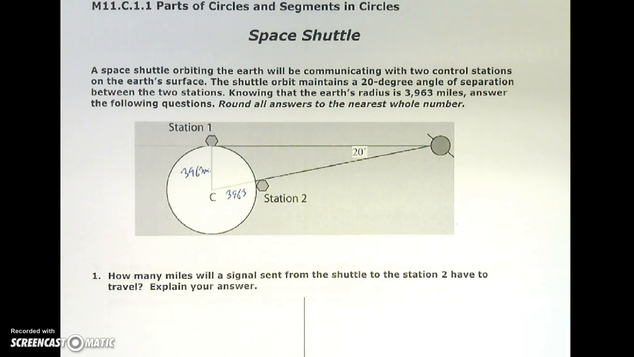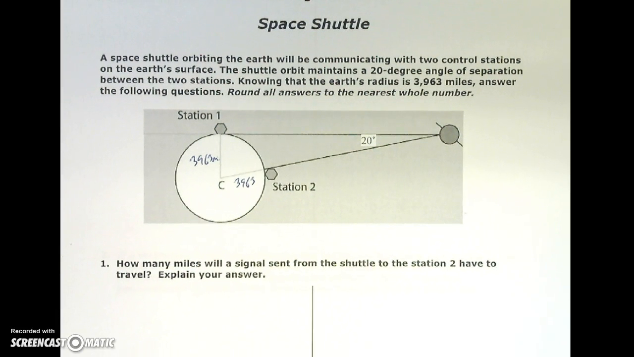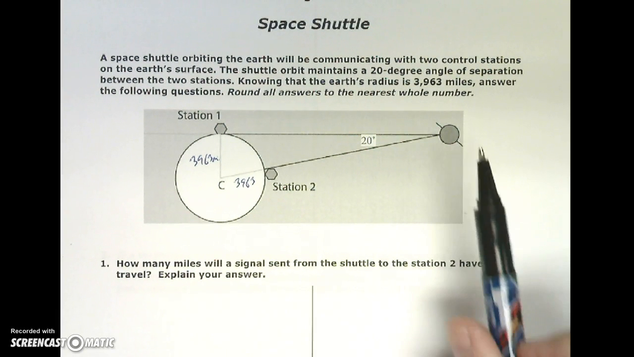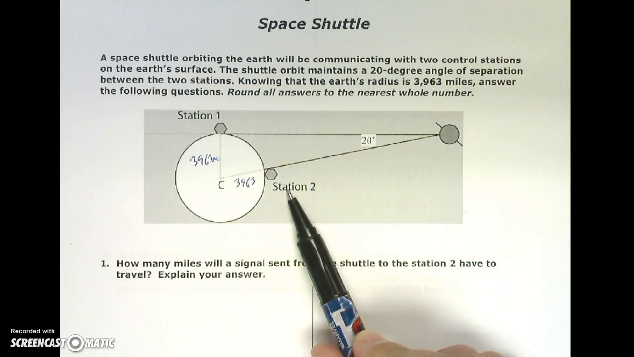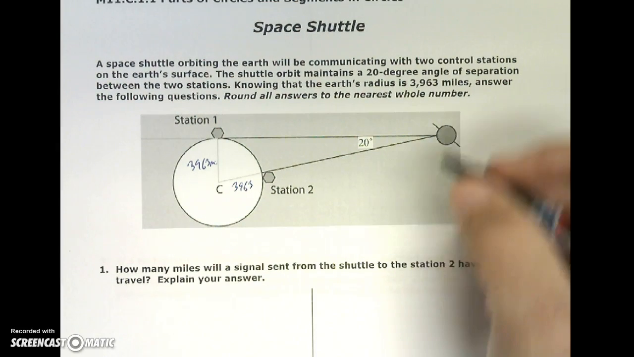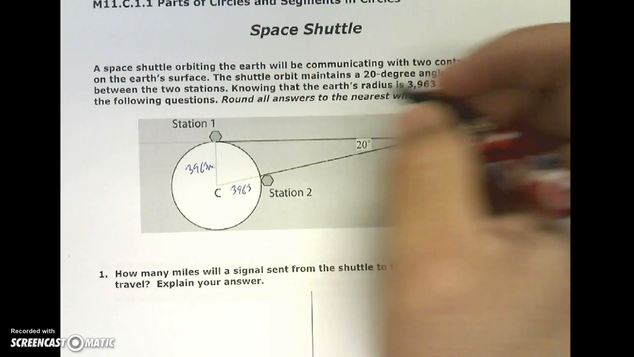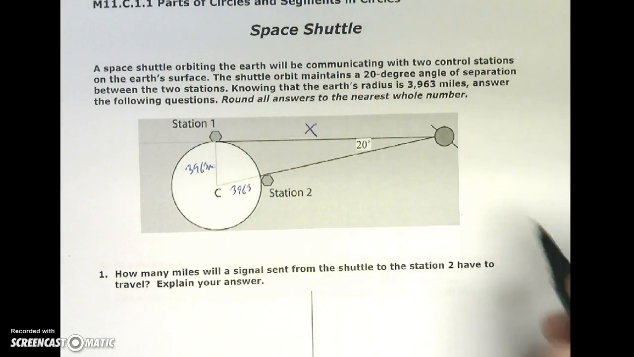Good. So, what the first question says, how many miles will a signal sent from the shuttle, which is right here, to Station 2 have to travel? Alright. Well, I'm going to go ahead and find everything first, because it's going to make my life way easier. So I'm going to call this X up top.